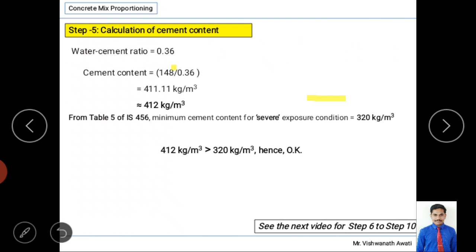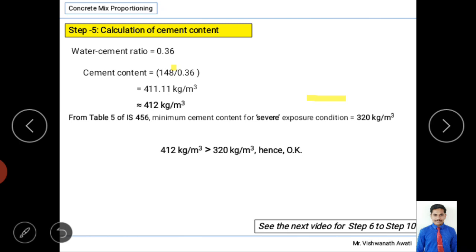Then we got a minimum air content. The air content for 20 mm aggregate is 1%. In step 3 we calculated the water cement ratio, and for that we referred to Figure 1. In that figure we have three curves, curve 1, curve 2 and curve 3, and for our data, which is less than 53 Newton per mm square, we referred to curve 2. From curve 2, for the corresponding strength of 48.25 Newton per mm square, we got a water cement ratio of 0.36.